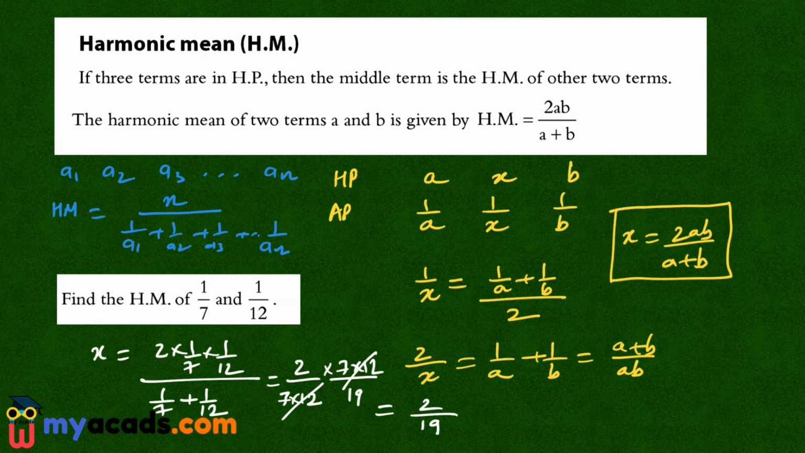For example, the harmonic mean of three numbers A, B and C. So the harmonic mean X of A, B, C is 3 upon 1 upon A plus 1 upon B plus 1 upon C. So this is the concept of harmonic mean.